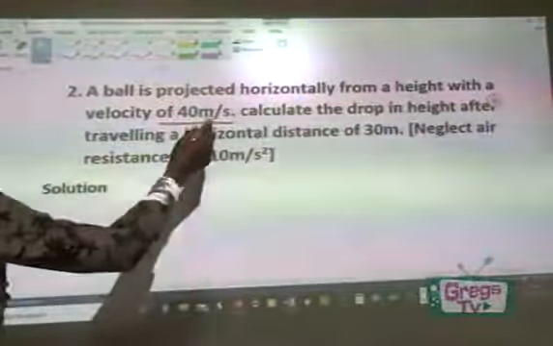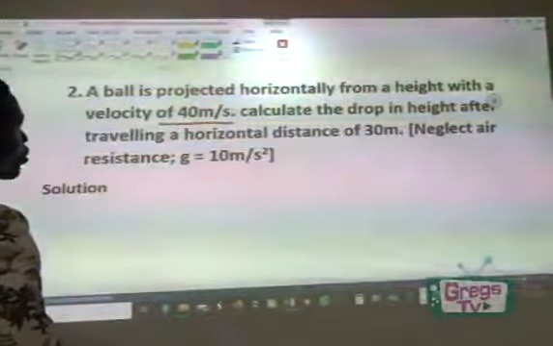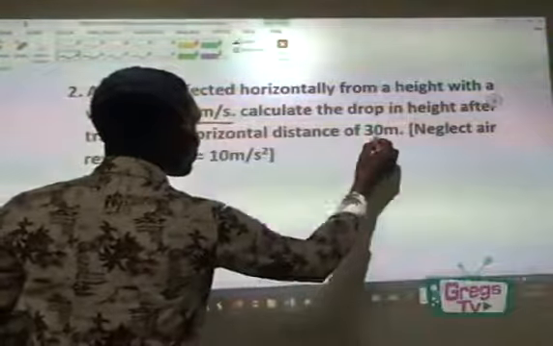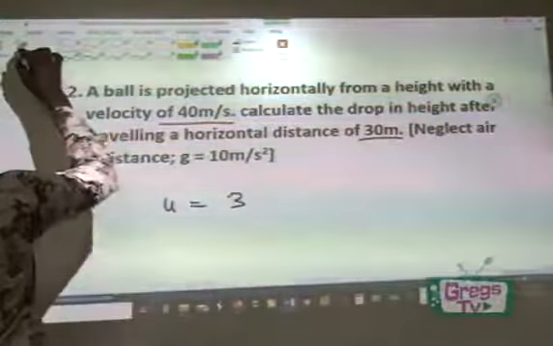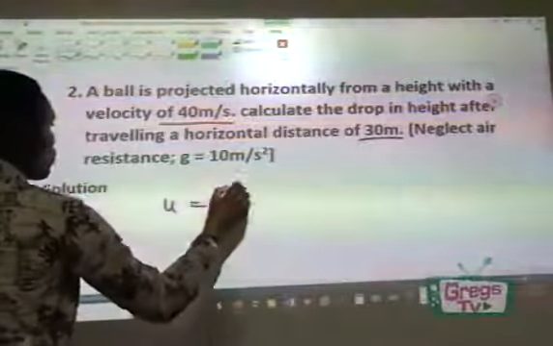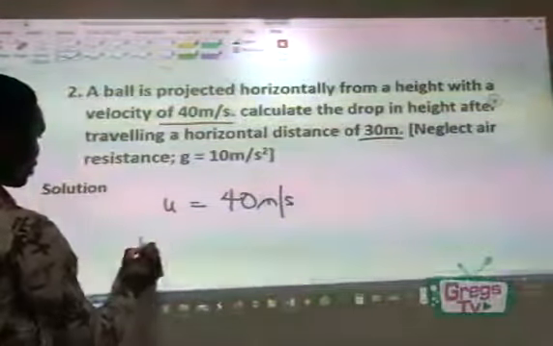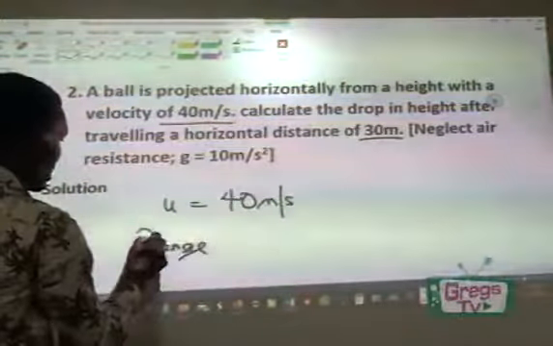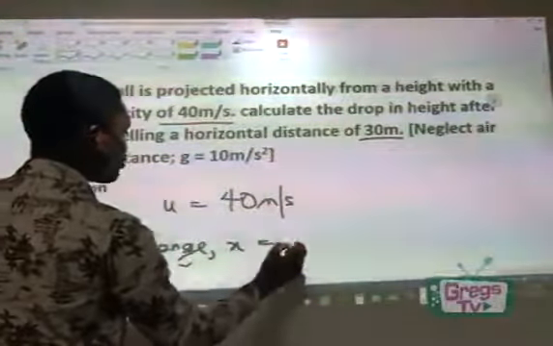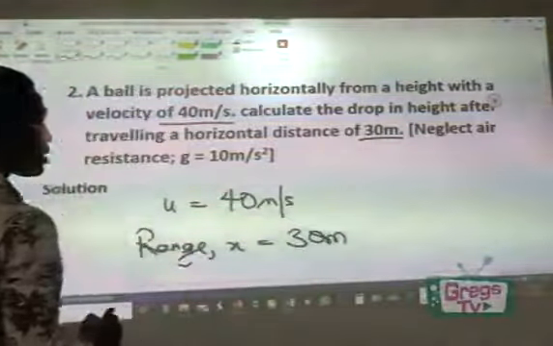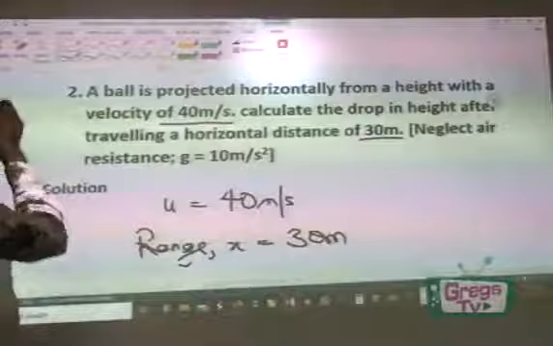So we have our speed to be 40 meters per second. We equally have the horizontal distance covered to be 30. How do I know that is the range? Because it was mentioned, horizontal distance. So I have my range to be 30 meters. The question now is, I should calculate the drop in height after traveling.